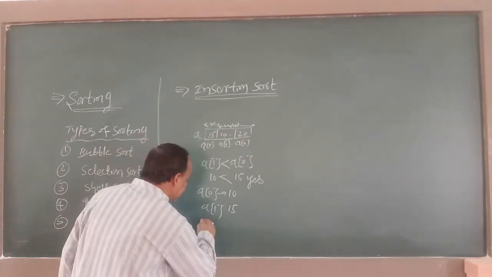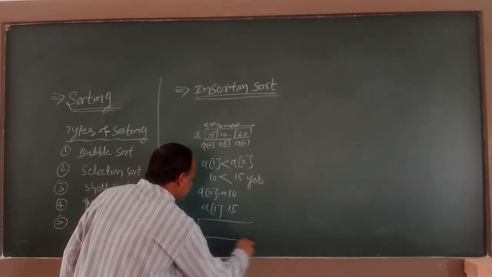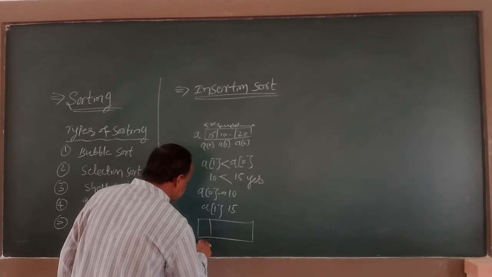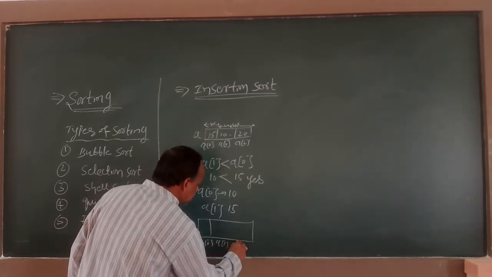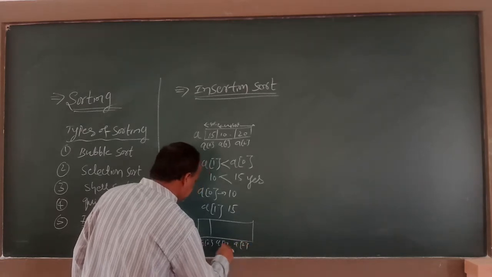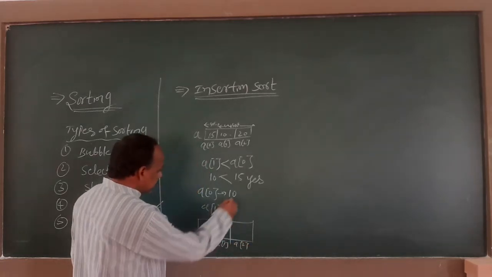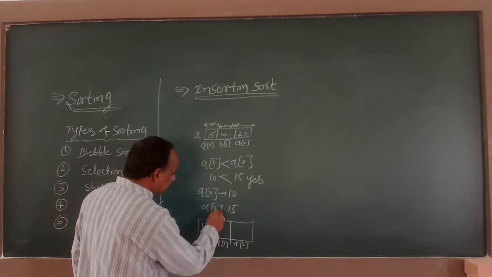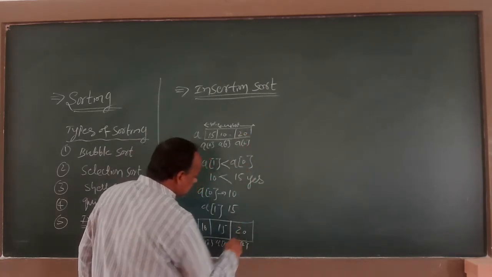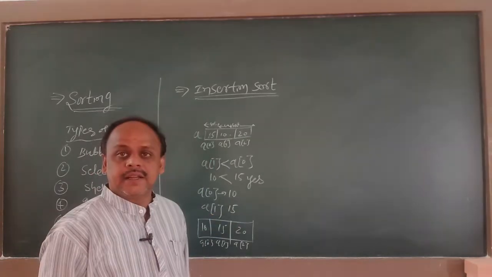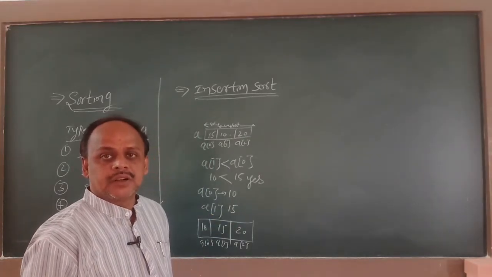So now take the array elements A of 0, A of 1, A of 2, right? So A of 0 contains 10, A of 1 contains 15. Now the remaining is 20 as it is. Now we get a sorted array.